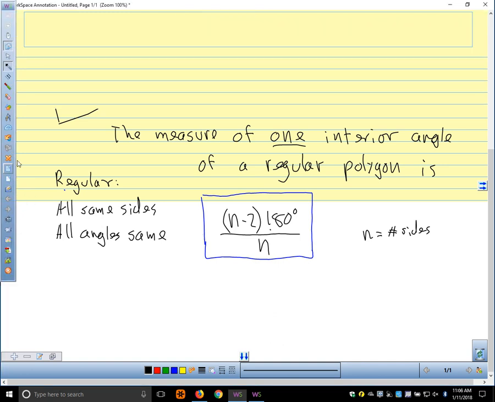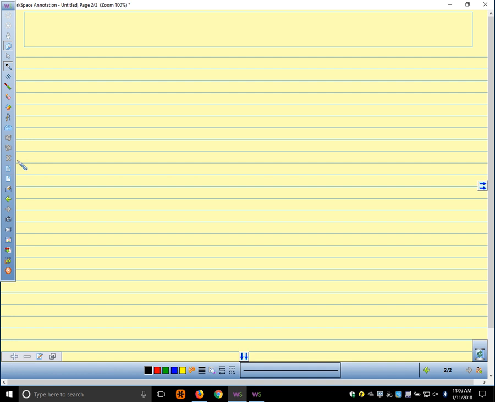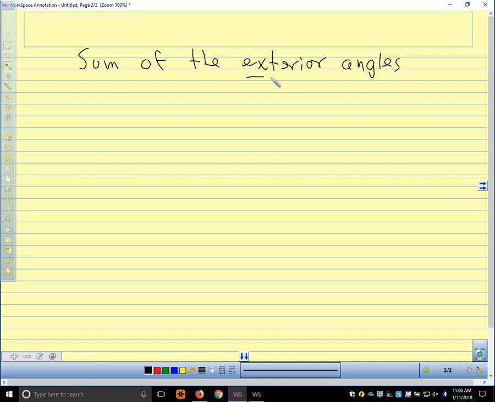We also can figure out some stuff. This next one I gave us on our sheet the other day. The sum of the exterior angles of any polygon is 360 degrees, no matter what.